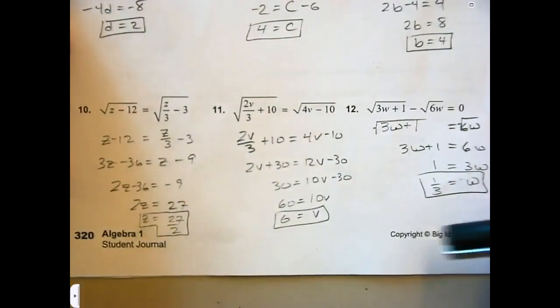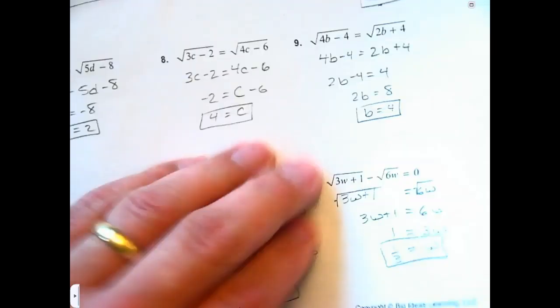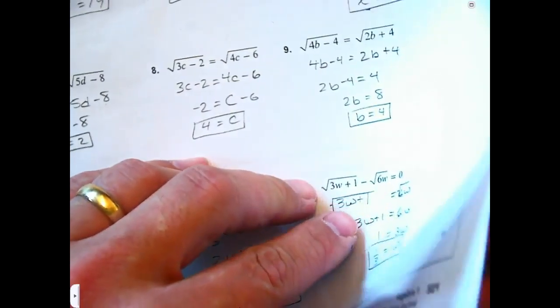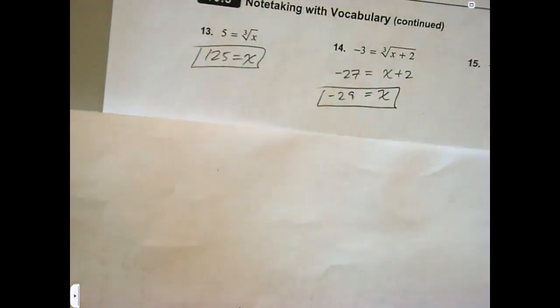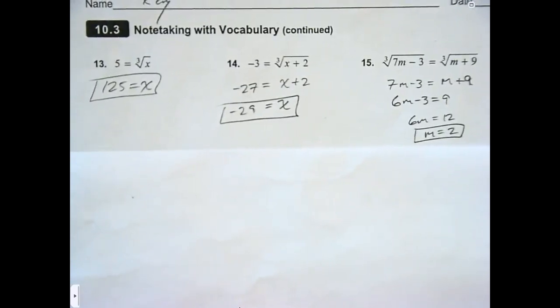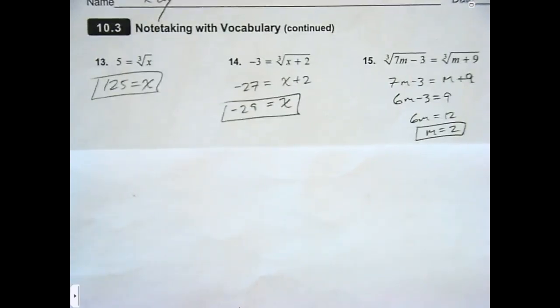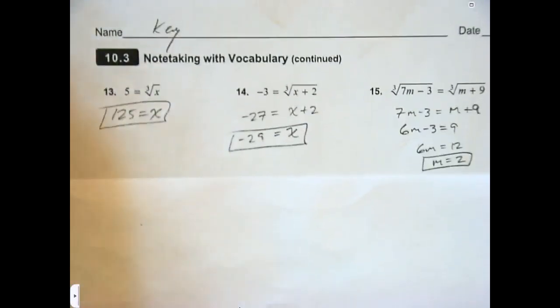Okay, checking out your work. Next page. Page number 13, 14, and 15. Number 13, x equals 125. 14, x equals negative 29. And 15, m equals 2. So cubing each side on those.